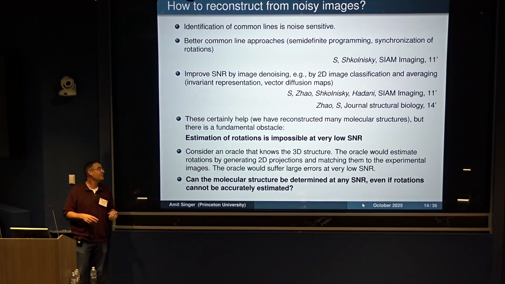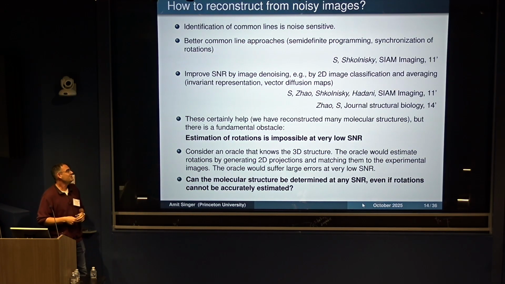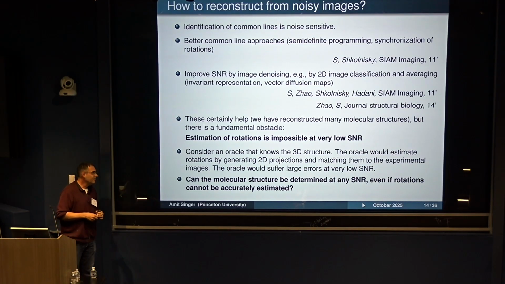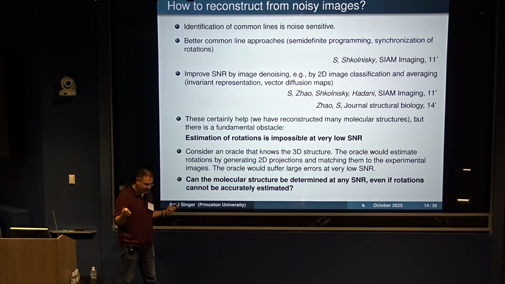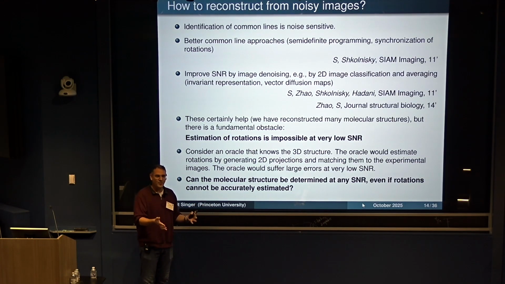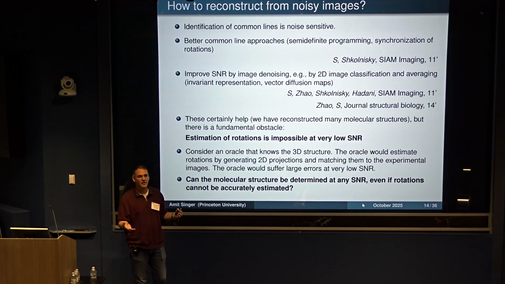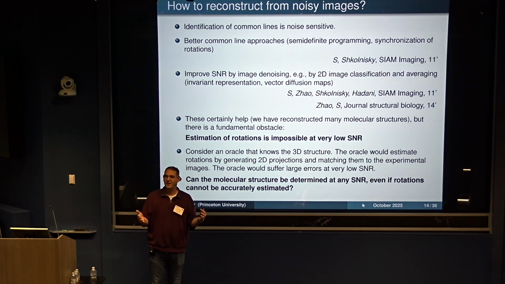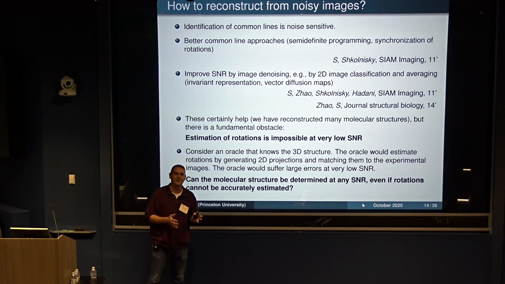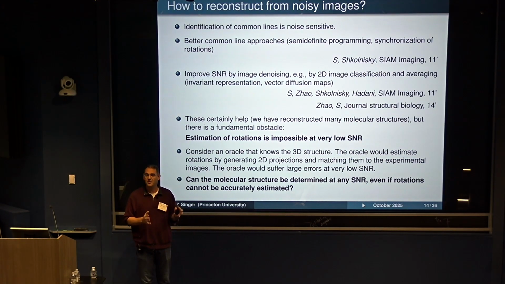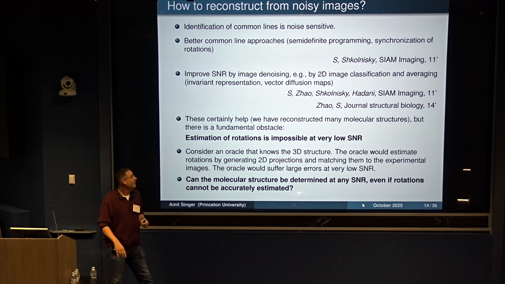And we've done lots of ab initio reconstruction using this. But at some point, I asked myself, okay, we cannot apply it to very noisy data. Is it because I'm not smart enough? My algorithms are just not good enough? Or is it because there is some fundamental limit here, that at low SNR I just cannot estimate rotations?